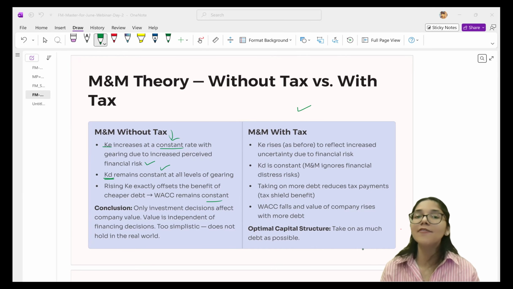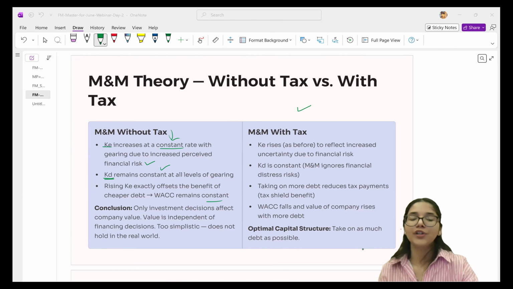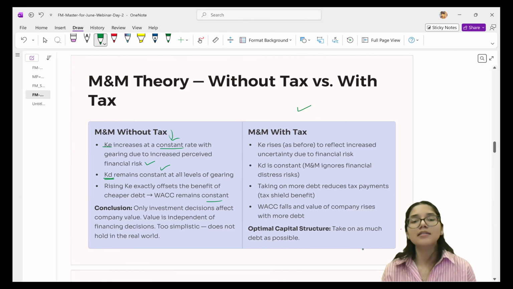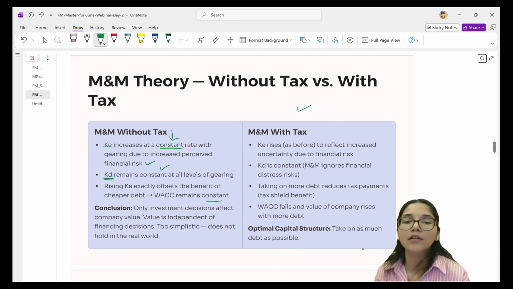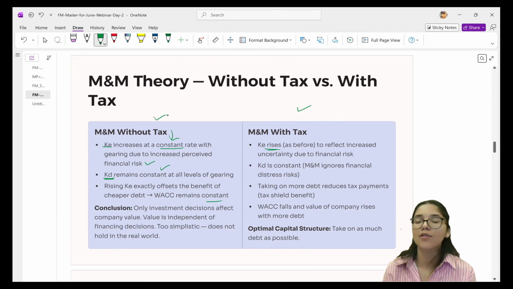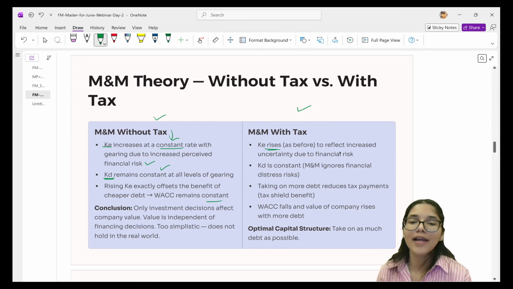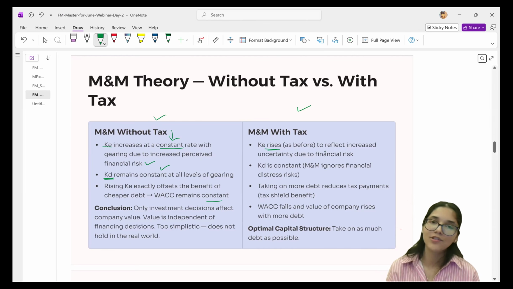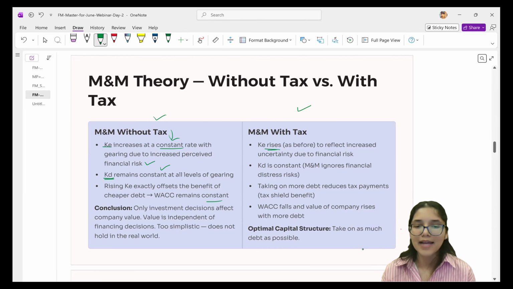Then I am also saving taxes because of paying the interest on the debt that I am taking. So what happens over here is, as a company starts to take more and more debt, the cost of equity rises, as it was happening in the without tax theory also. This is going to reflect because of my increased financial risk, the cost of equity is rising. KD also remains exactly the same because M&M has assumed that there is no financial distress risk.